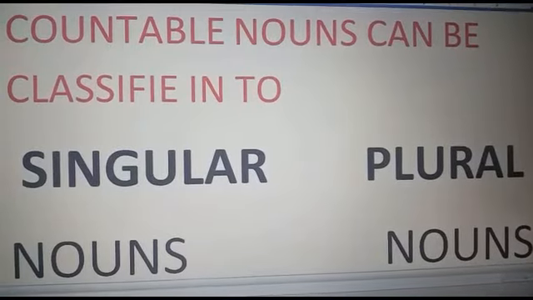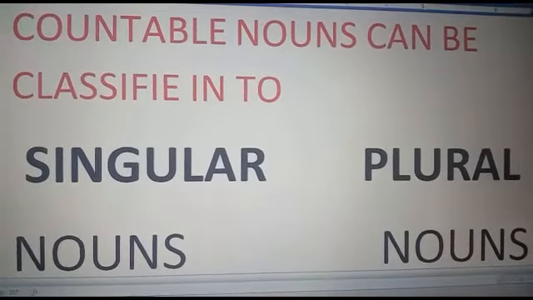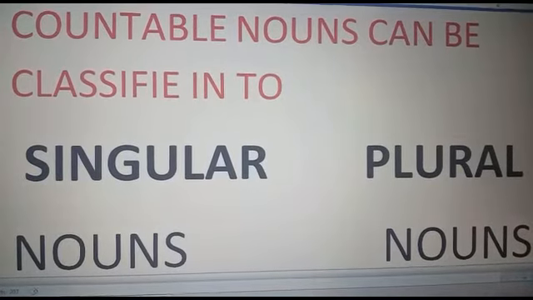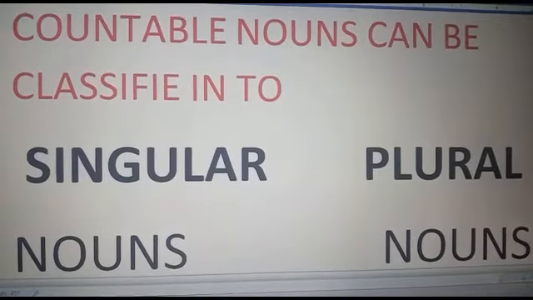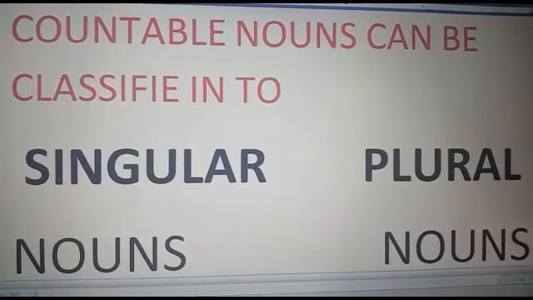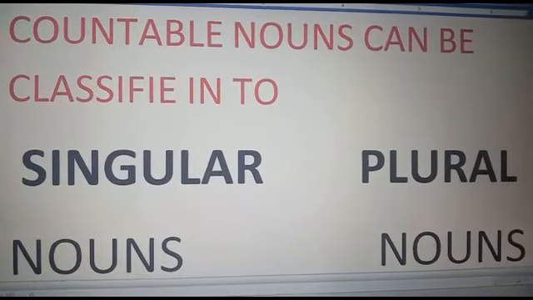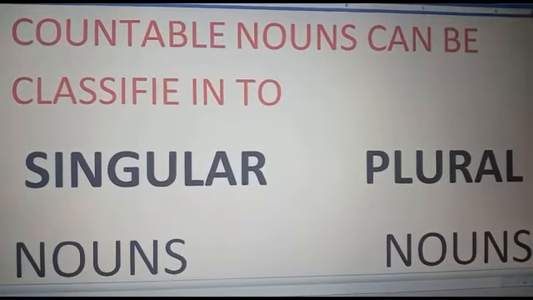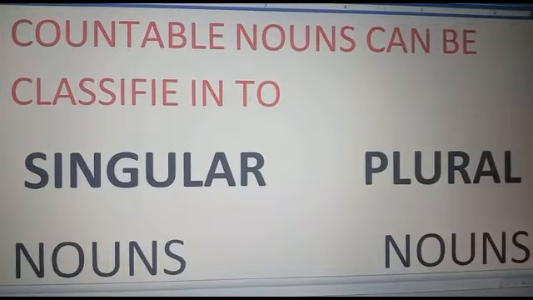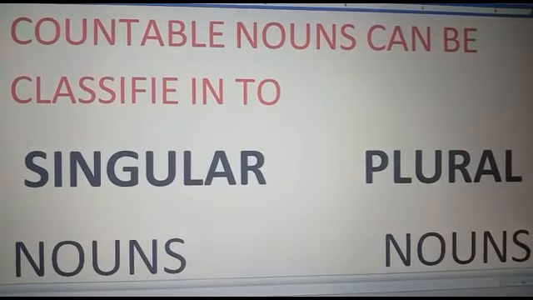Countable nouns can be classified as singular nouns and plural nouns. If we talk about, say, pen, it will be a singular noun. But if I say pens, if I add an S, it will be a plural one. Similarly, if I talk about book, books, singular, plural. If I talk about table, singular, tables, plural. Okay? So let's move on.